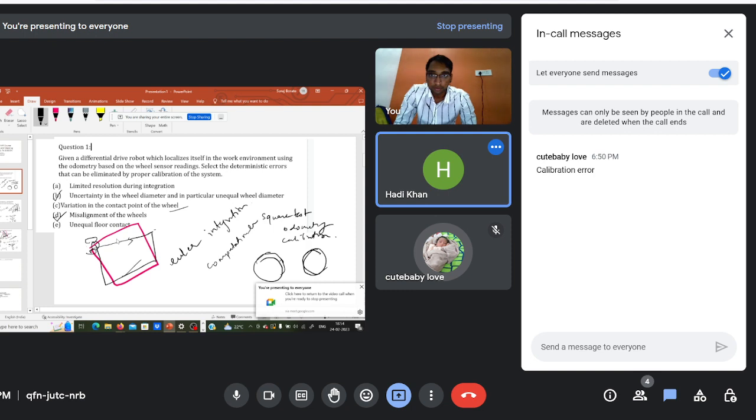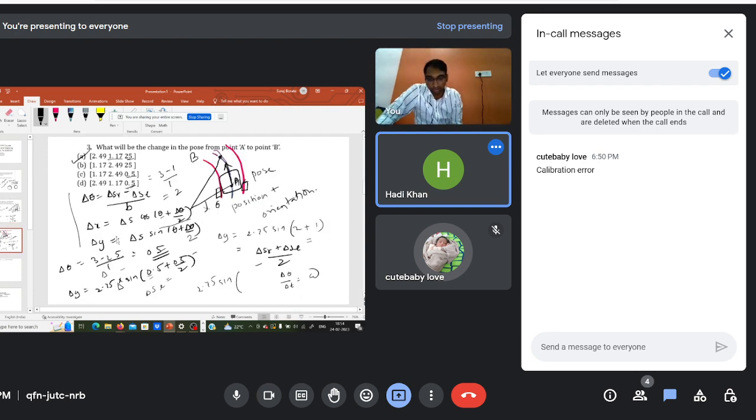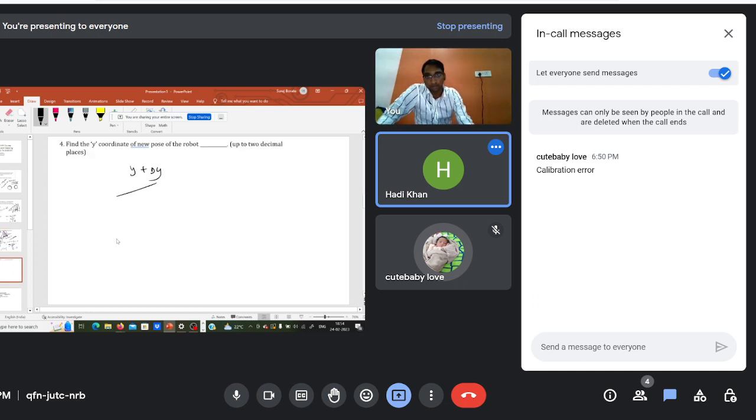Okay, so this is one question. If it's about the calibration, then this is about how much the robot travels from one place to another, how the position of the robot and orientation of the robot changes. So here we are using these formulas to check how much the robot has changed its position and pose.